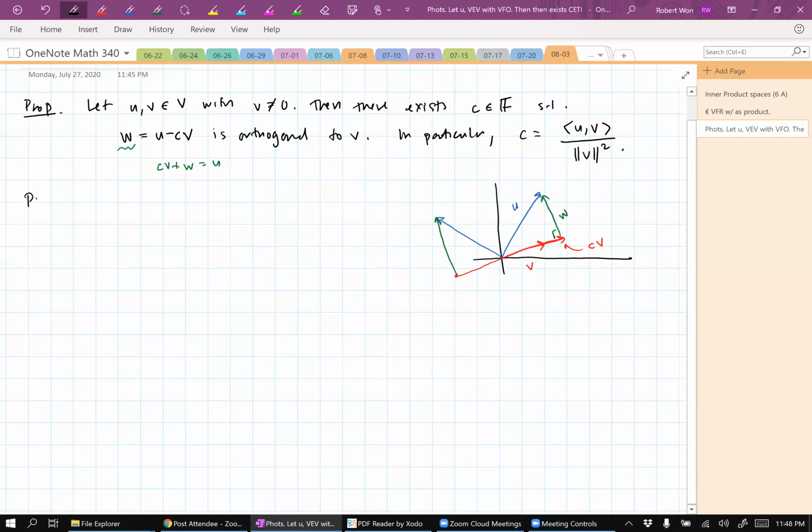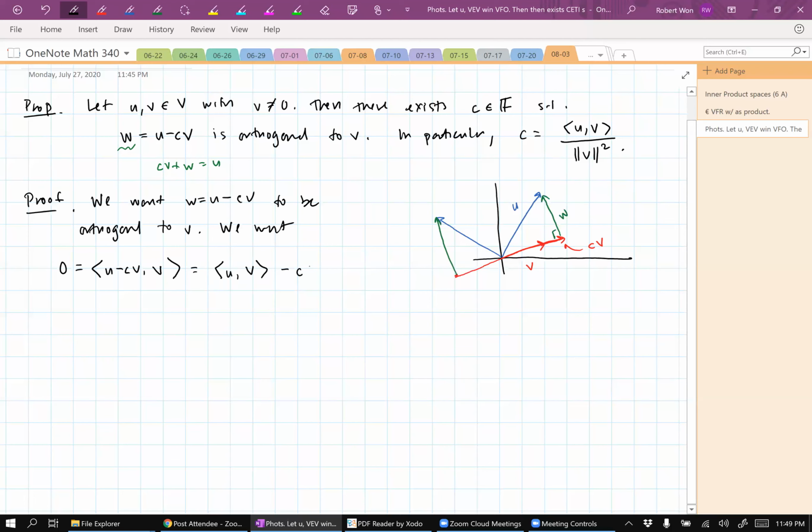Okay, so how do you prove this? It should work in the abstract, but that's the picture. What do we want? We want w to be orthogonal to v. So we want the inner product of w with v to be 0. That's what we want. We want to figure out what c will allow us to do this. But inner products are linear in their first slot. That means you can break them up over a subtraction and pull out the scalar.